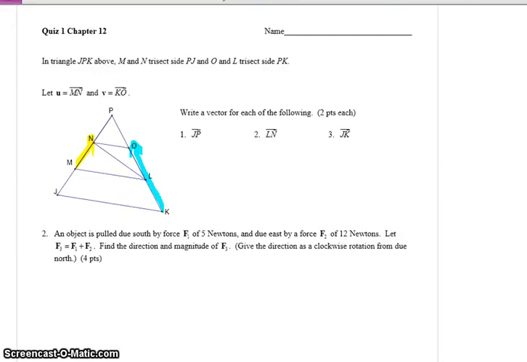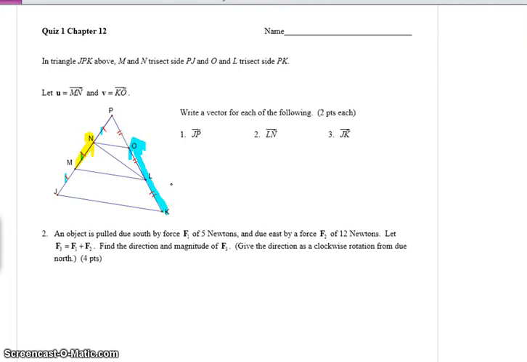All right, this is going over the first quiz for Chapter 12. The first problem is about vectors. You're given vector MN, which is represented right here, and you're given vector KO, which is represented right here. I also have the directions indicated. You're also given information that M and N trisect side PJ. So basically this and this are all the same. And also O and L trisect PK, so these are the same.